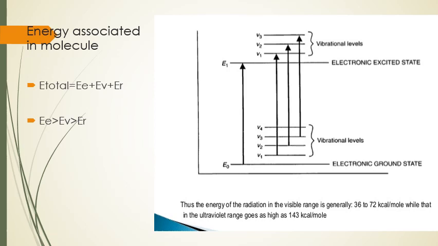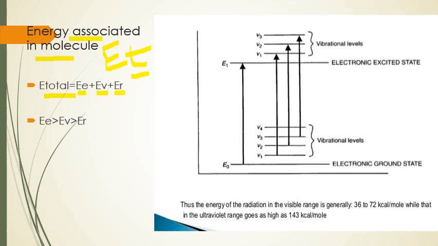Before we move towards the various types of absorption spectroscopy, we should know the energy associated with a molecule. The total energy in a molecule is the sum of the electronic energy, EE, vibrational energy, EV, and rotational energy, that is ER. One more energy is there, ET. We do not count that energy in the total energy because it is very small, and is taken as negligible in the study of spectroscopy.